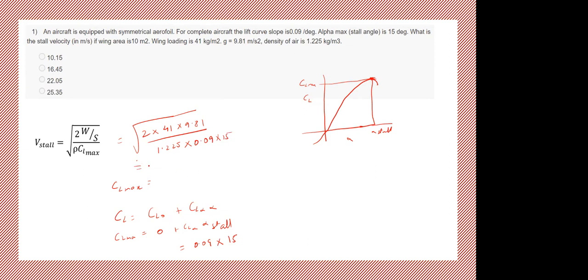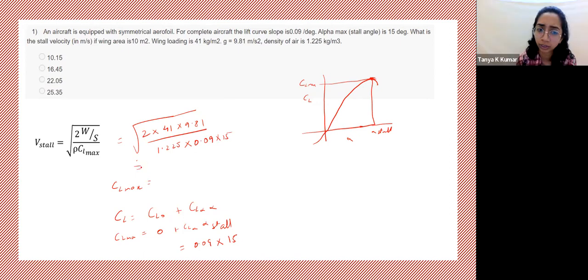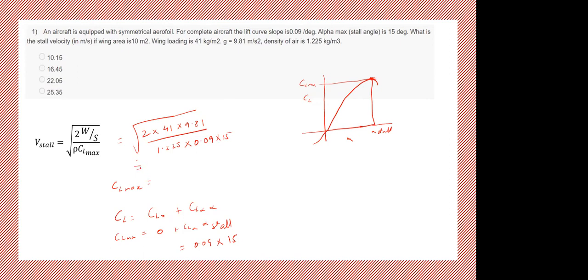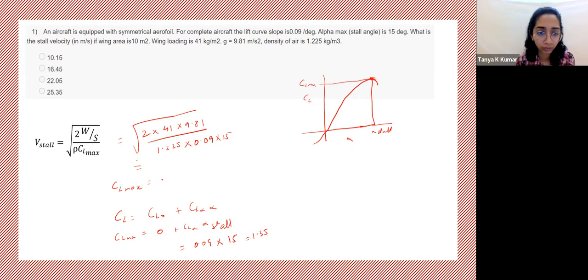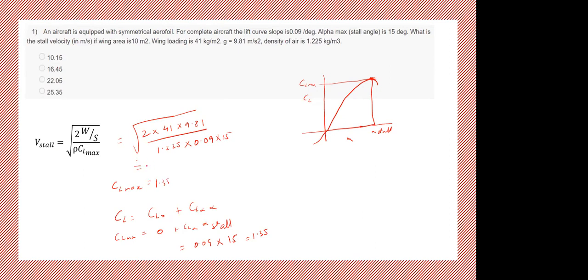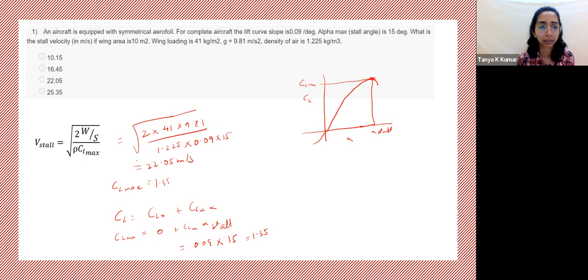1.35, ma'am. You're telling me CL max, right? Yes, ma'am. So what about V stall? 22.05. Yes, meters per second. So that is the correct answer.